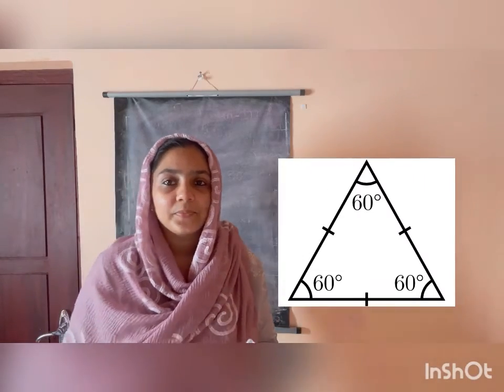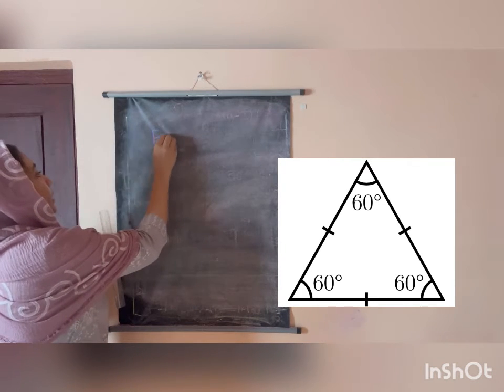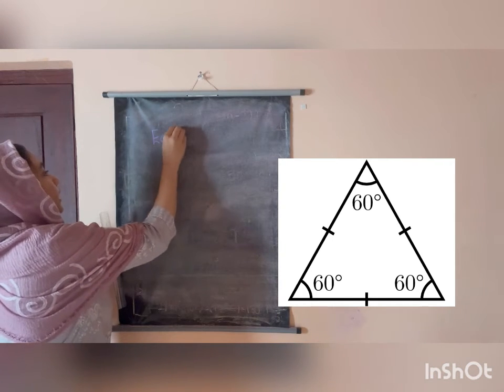What were triangles? Yes, a triangle has 3 sides and 3 angles. If the 3 sides and 3 angles of a triangle are equal, what will we call it? Yes, very good. Equilateral triangle, when 3 sides and 3 angles are equal.